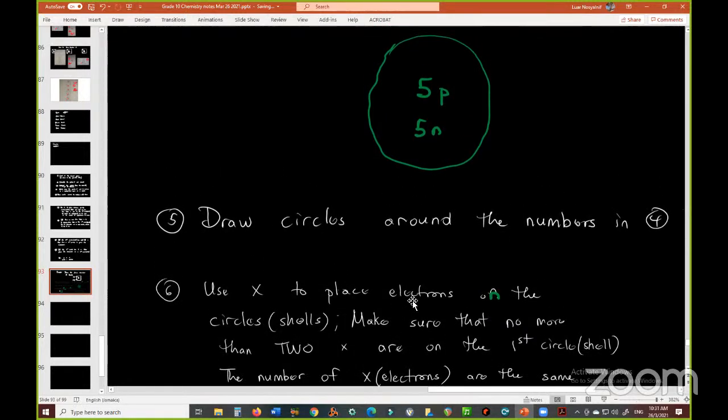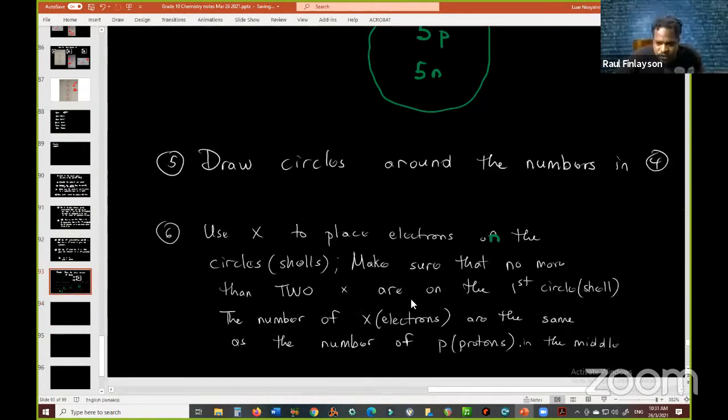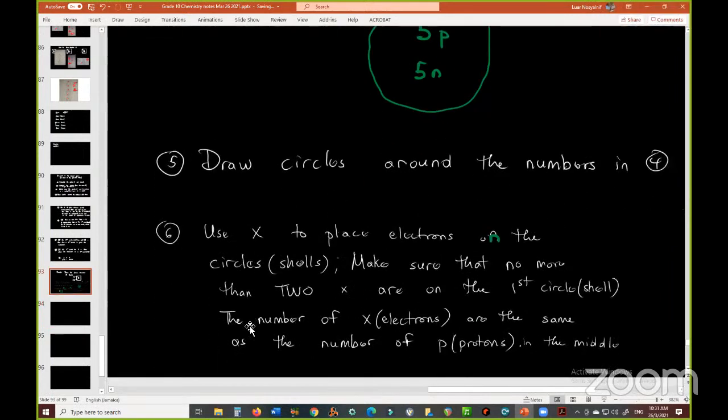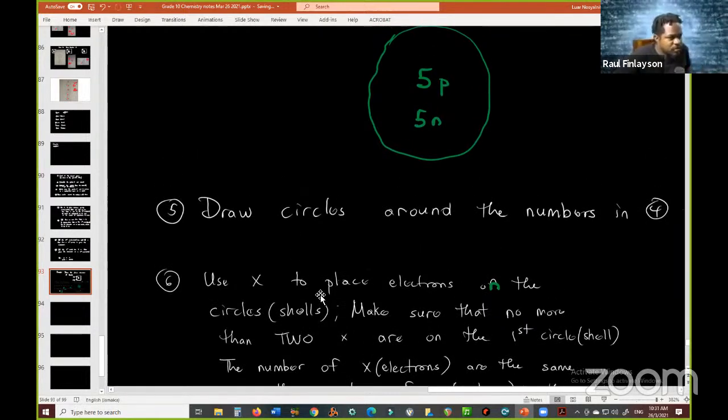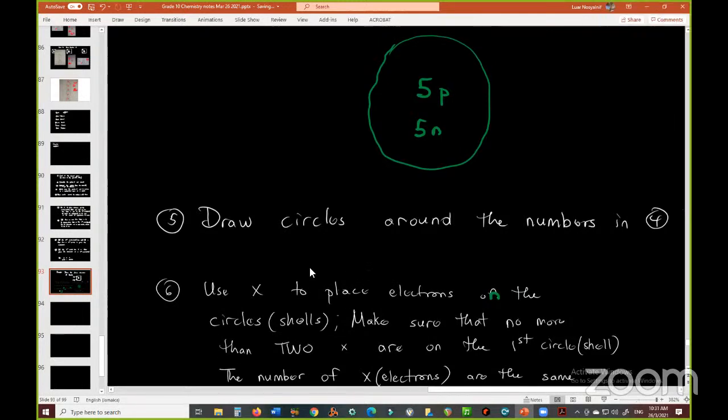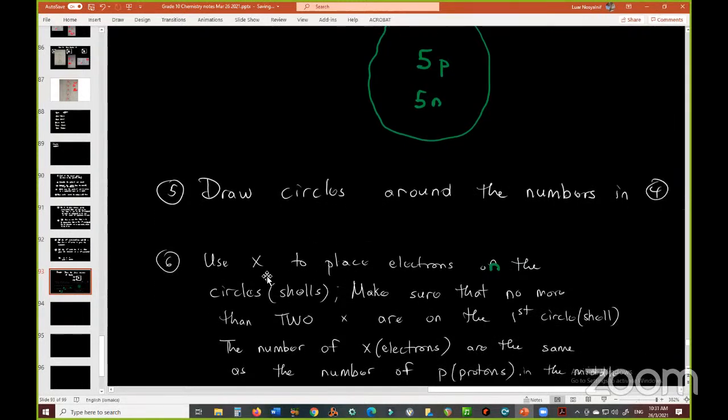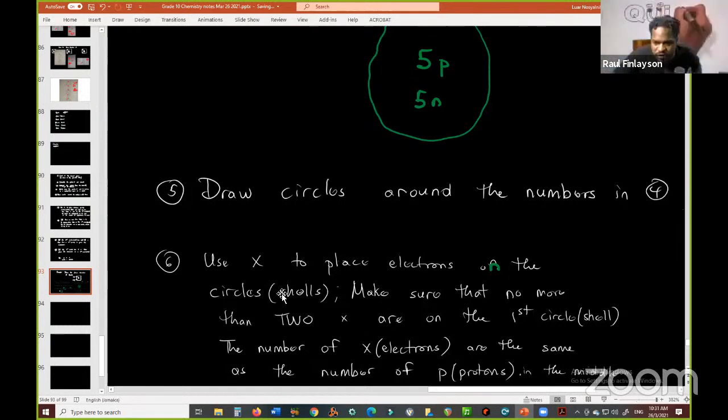Very good. Go on again. The number of X or electrons are the same as the number of P or protons in the middle. All right, everybody see that? Ruda, Andrew, and O'Neill, you should be seeing that. Yes, sir. We could follow it step by step now. So use X to place on the circles now.